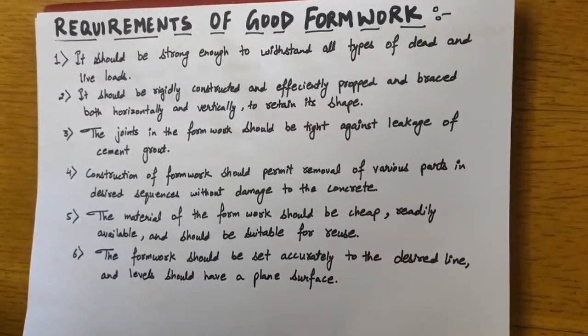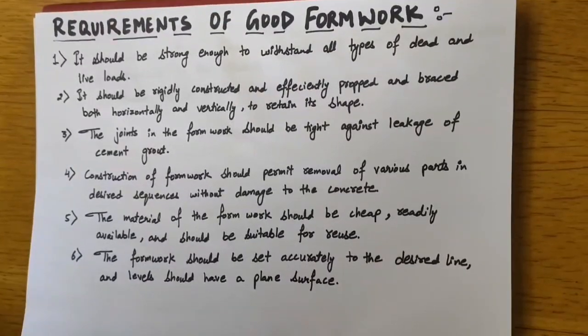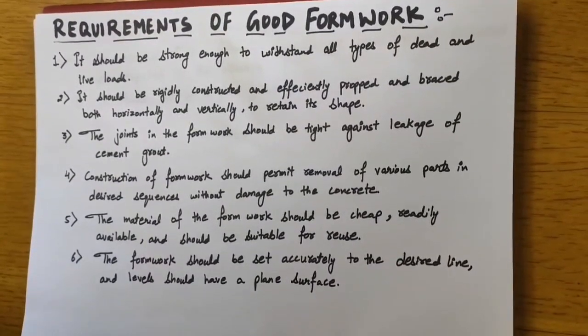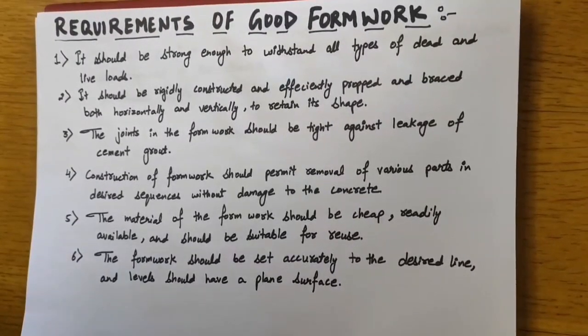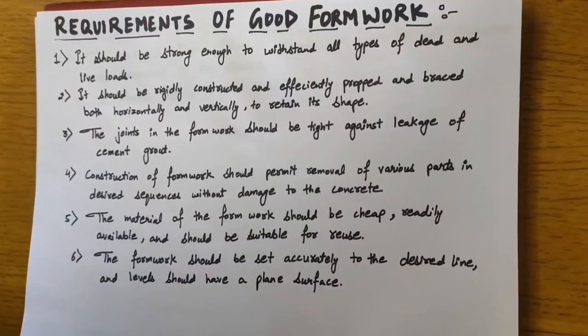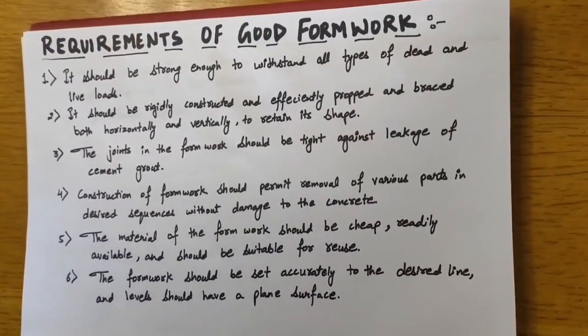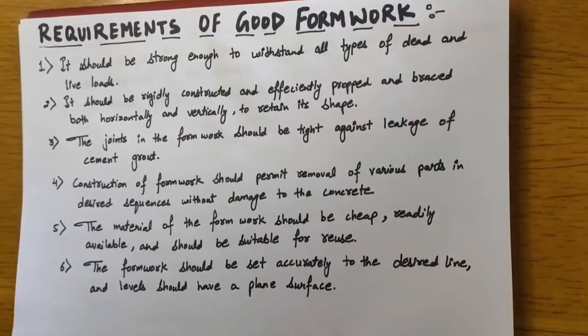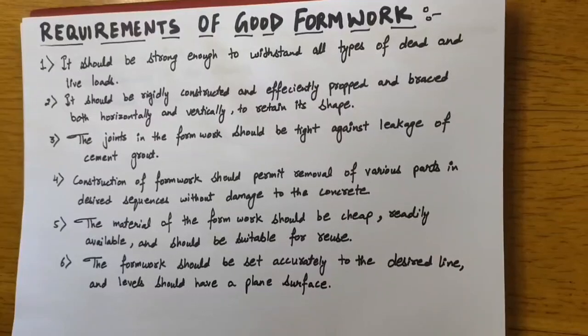The material of the formwork should be cheap, readily available, and suitable for reuse. So any kind of shuttering we are using should be cheap so that the cost of the construction doesn't go very high. It should be economical. It should be readily available so that the cost of transportation can be saved, and suitable for reuse so that we can use it again and again for different kinds of structures.